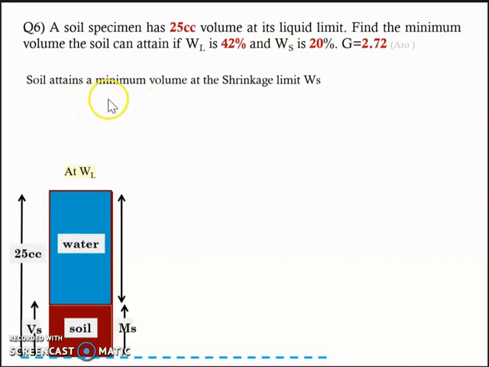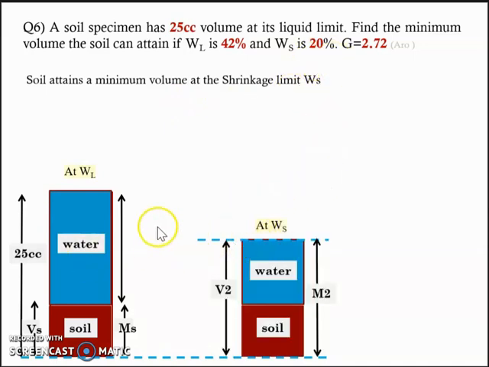So the soil attains a minimum volume at the shrinkage limit, which is Ws, the value of which is given as 20%. So in short, at the shrinkage limit, what really happens is that the volume of water gets reduced and still the soil is saturated, and this is a minimum volume the entire system can attain. Let that be V2. So you have the same mass of solids remaining. The change that happens from liquid limit to the shrinkage limit is that a portion of water gets excluded.